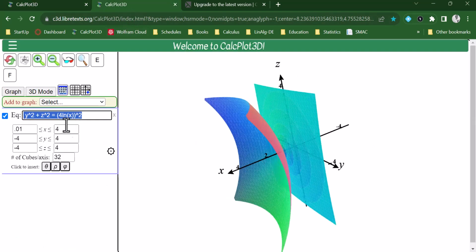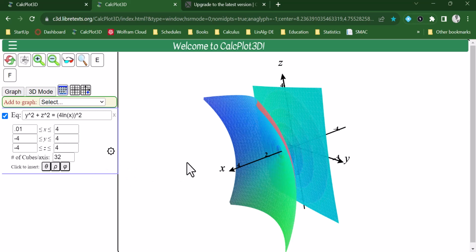Now in CalcPlot 3D, what I actually did was I took that equation, y squared plus z squared is equal to 4 ln x quantity squared, and I wanted to make sure that I didn't have any bad values for x, so my x started at 0.01. The default is usually 16, but when you have 16 here, the resolution isn't very good, so I have it at 32. And so now we can view what's happening here as a surface and not exactly as a solid. And this is how it would look.